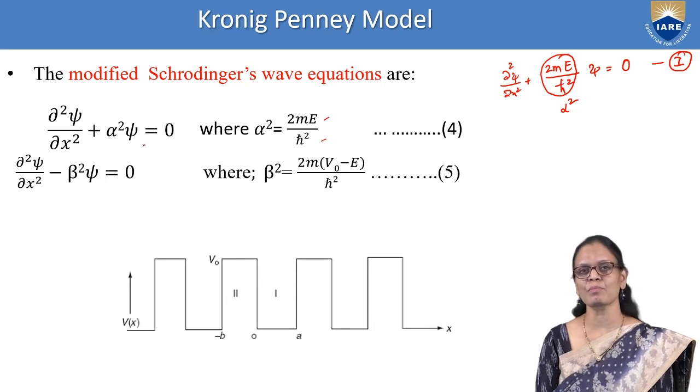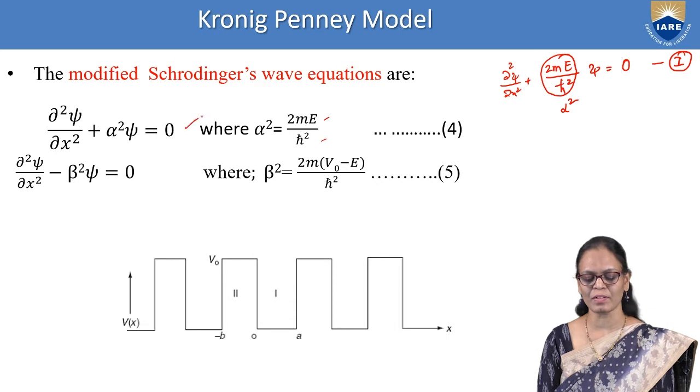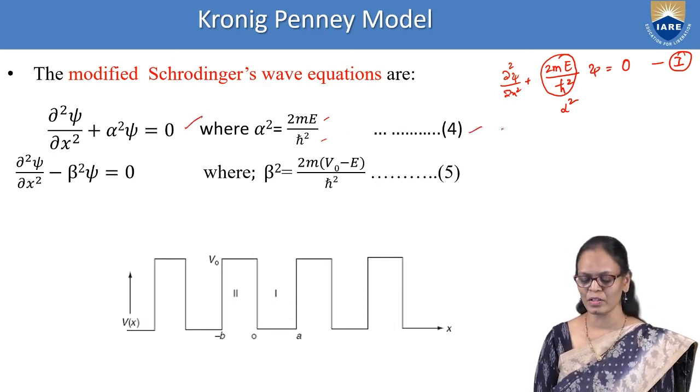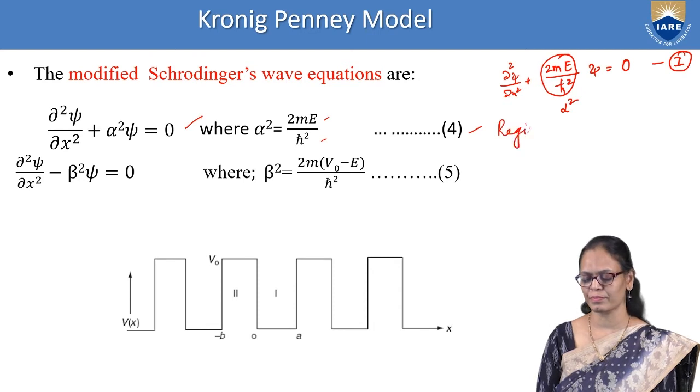So how does the equation modify then? Dou square psi by dou x square plus alpha square psi is equal to 0. This will be our modified equation 4. This is for region 1.